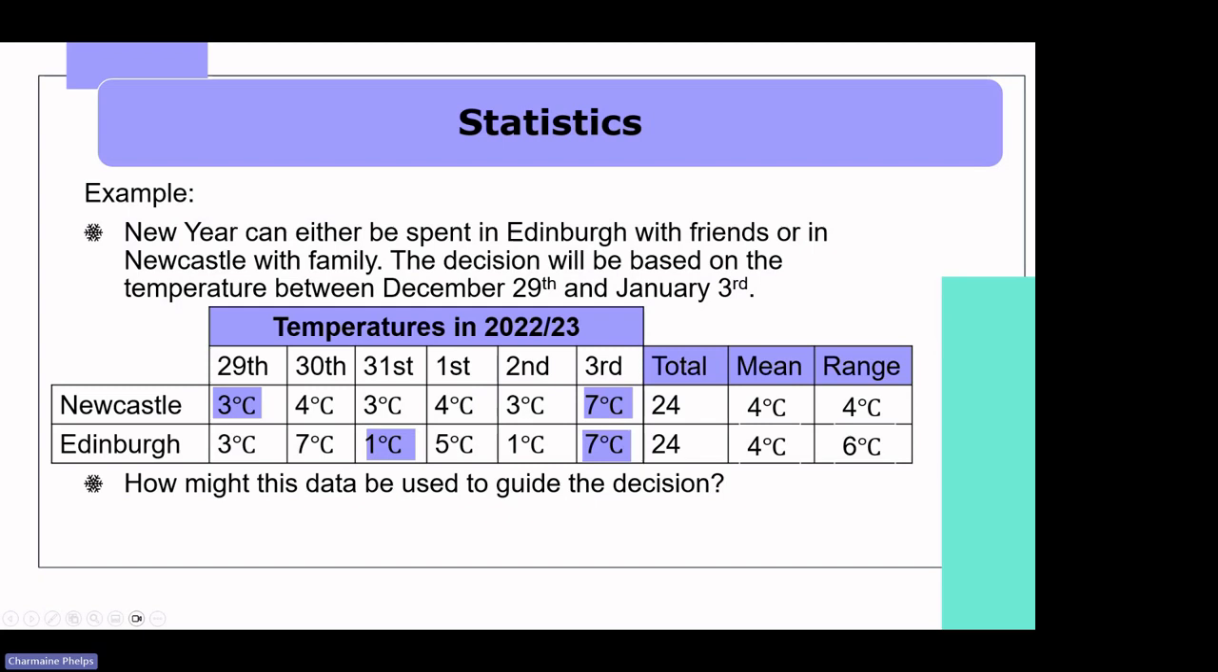Therefore, I might decide that I am actually going to stay in Newcastle rather than going to stay with friends. So using the mean and the range, that's what I might conclude. Although I might actually conclude that, come on, let's face it, it's quite an arbitrary way to make a decision. So again, think about the data that you're collecting.